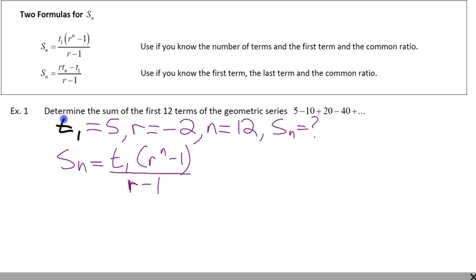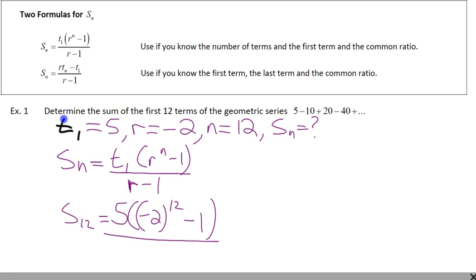Okay, so S sub n is t1 times r to the n minus 1 over r minus 1. Let's fill it in. Get your calculators out, because you need to practice doing these, making sure you're putting it into the calculator properly, getting the right answer. So S12 is 5 times negative 2 to the 12 minus 1 over negative 2 minus 1.